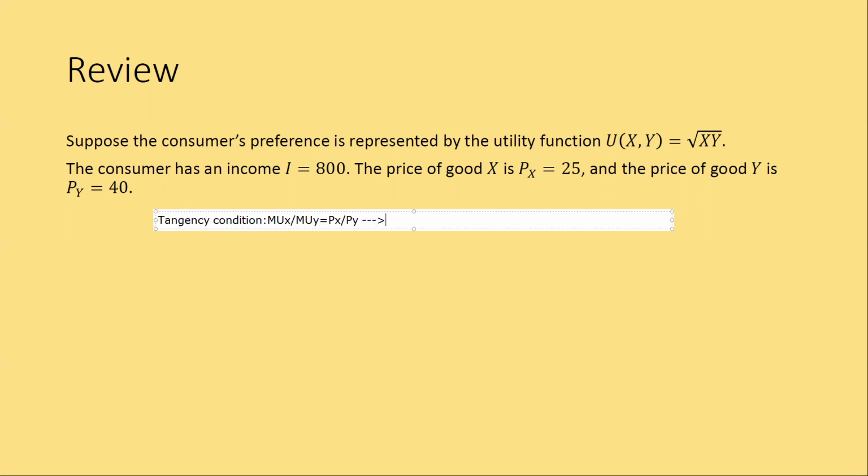Now with this utility function, we can calculate the derivatives and find the marginal utilities. I'm going to skip the steps where we calculate the marginal utilities. So the ratio of MUX to MUY is going to be Y divided by X. And we are equating this to the ratio of the prices, that is 25 divided by 40. So this tells us that Y equals 5 divided by 8 times x, so 5x divided by 8. And for this relationship, we have a name for it. It is the optimal ratio.